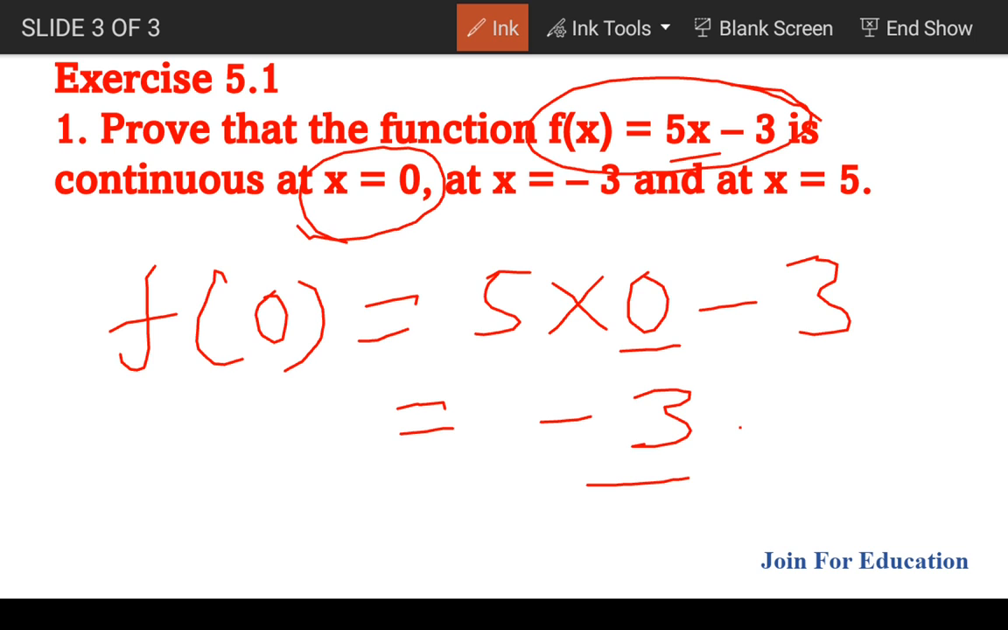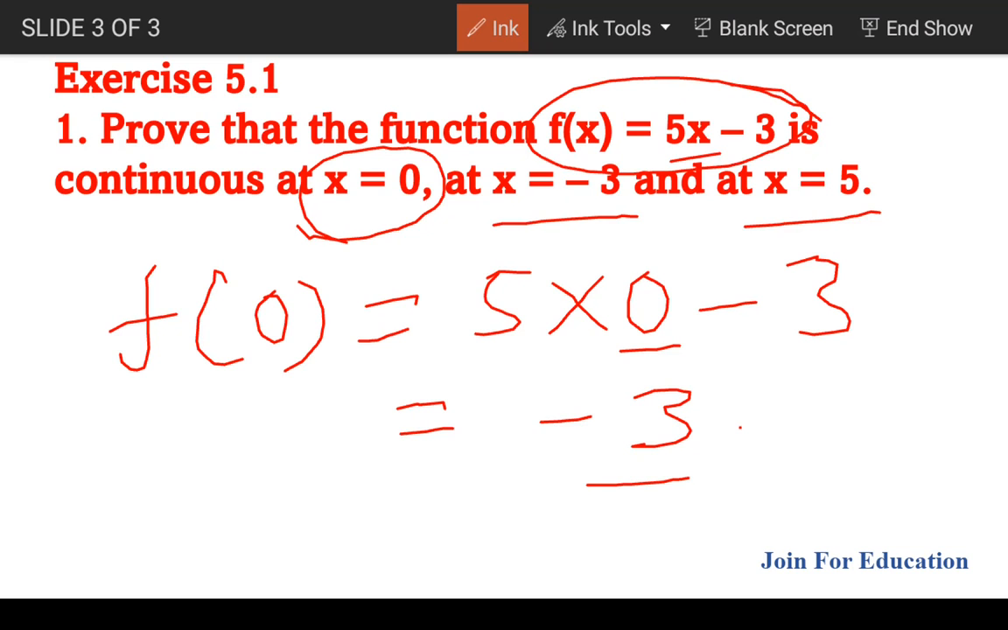So we write down here the given function is continuous. Similarly, we test the continuity of the function at x equal to minus 3. Similarly, we test the continuity of the function at x equal to 5. First of all, we find out the limit of the given function as x tends to 5. After that, we find out the value of the function at x equal to 5, and so on.